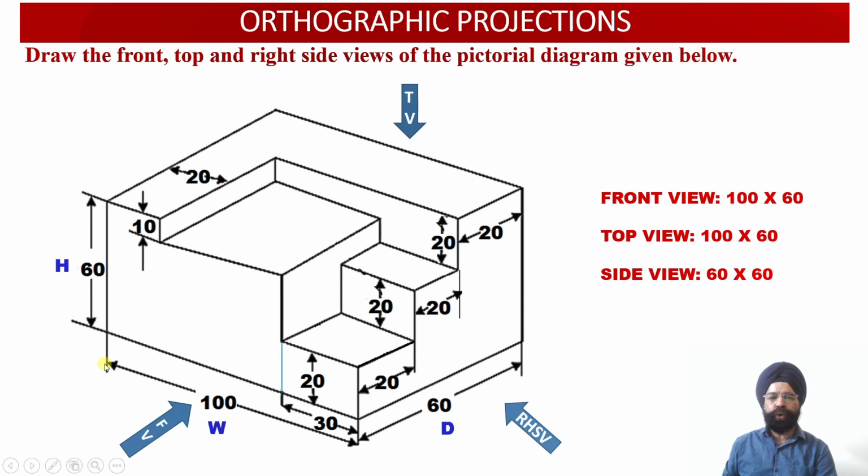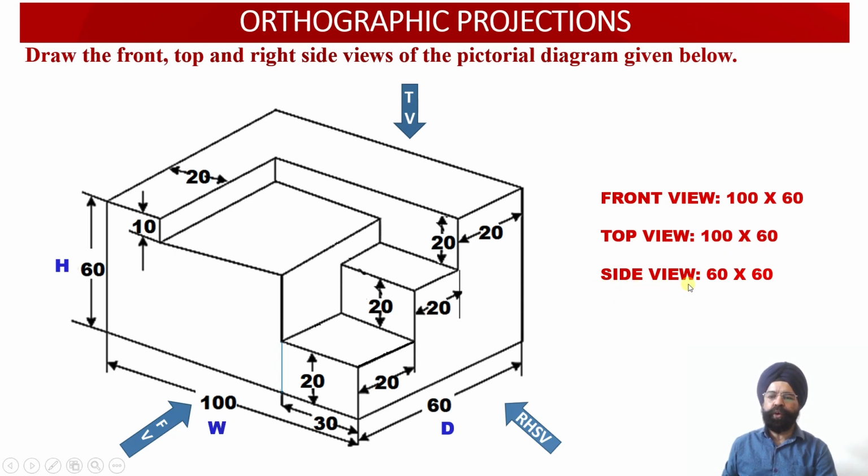In the top view, once again the width of the solid will be required. So the width of the solid is equal to 100 millimeter and besides width we need the information regarding the depth of the solid, and the depth of the solid happens to be 60 millimeter. So the dimensions of the top view of the solid will be 100 millimeter by 60 millimeter.